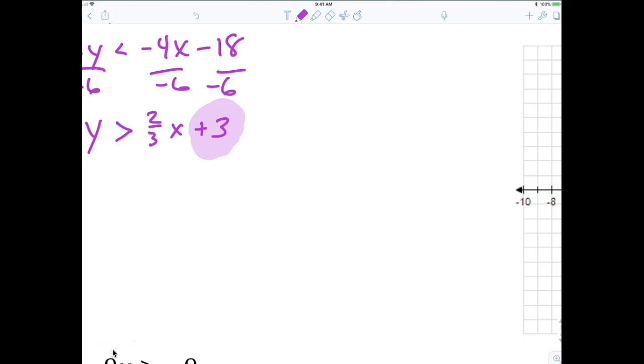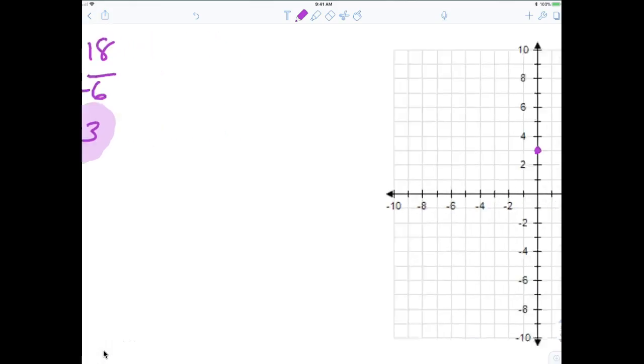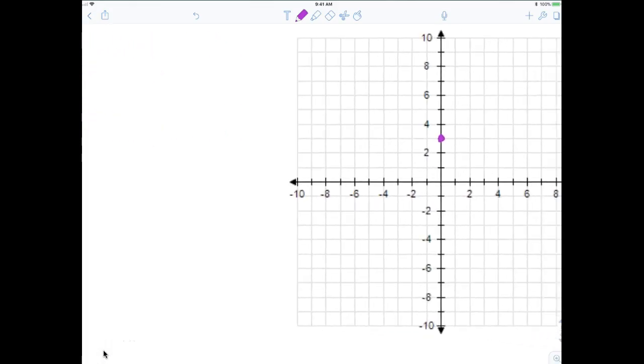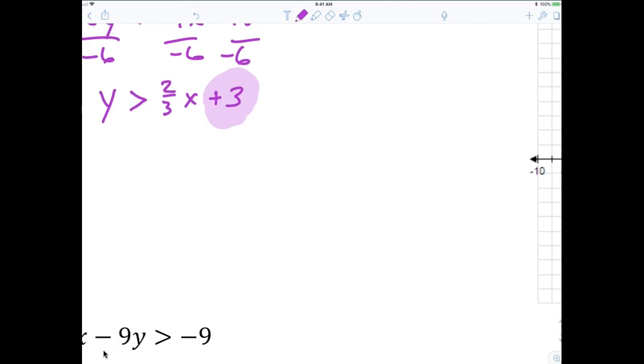You go up, you were right. Up how many? Well, yes. Okay. What you're saying is true. I went up three and plotted a point. Now, from there, what do I do?